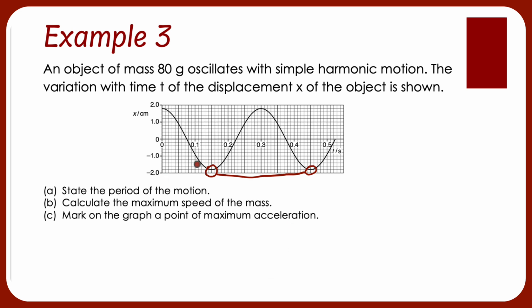And in this case, this was 0.15, this one 0.45. Remember, IB will expect you to read your graph to the nearest half square, and that means that my period is going to be 0.3 seconds. Part B, calculate the maximum speed of the mass.